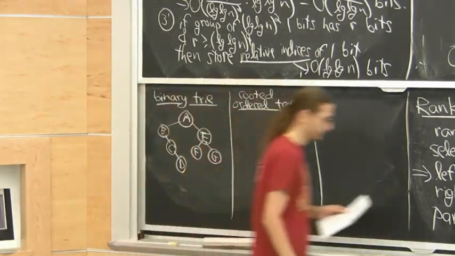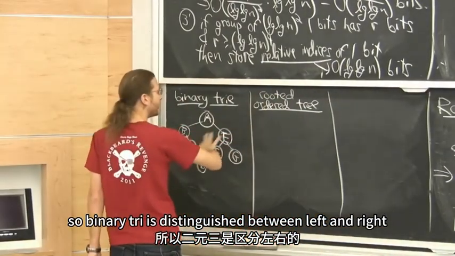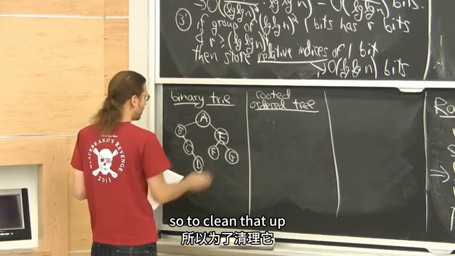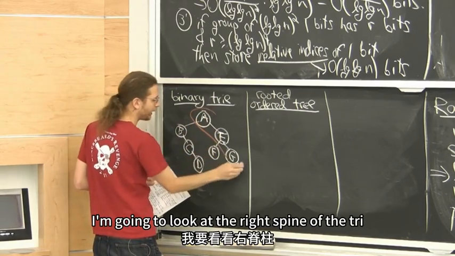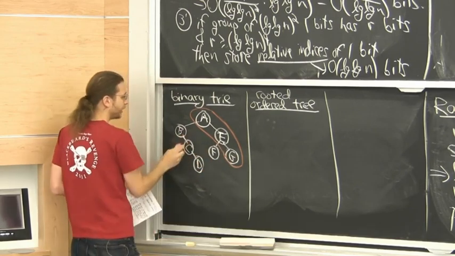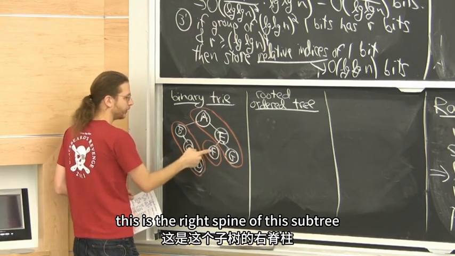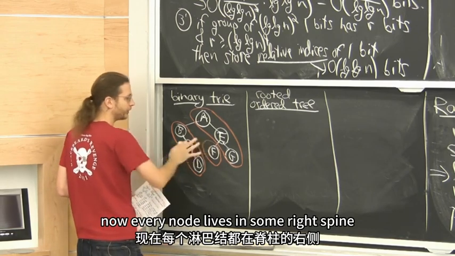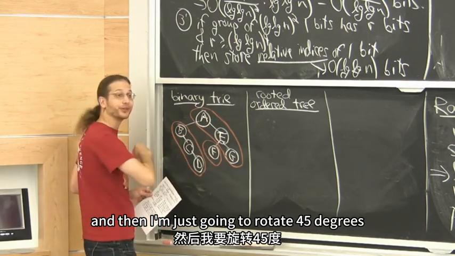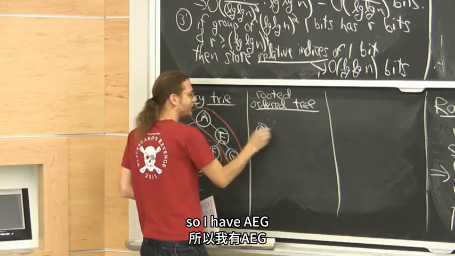Basically, binary tries distinguish between left and right. Rooted ordered trees do not. They just have order. So to clean that up, I'm going to look at the right spine of the trie, distinguish that because right and left make a difference here, and then recurse. So this is the right spine down here. This is the right spine of this subtree. Now every node lives in some right spine. And then I'm just going to rotate 45 degrees counterclockwise.